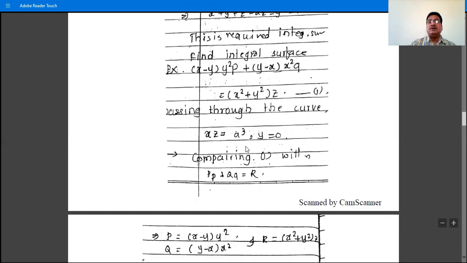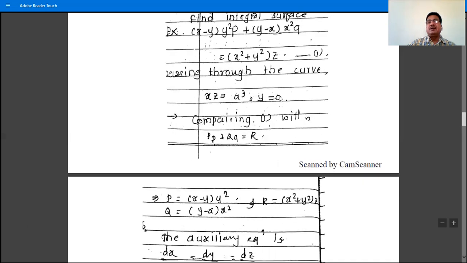And this is the required integral surface passing through the given curve. So next example, find the integral surface of this differential equation, again of the Pq pattern type, passing through the curve xz is equal to a cube, y is equal to 0.